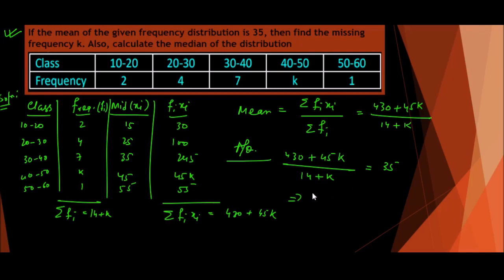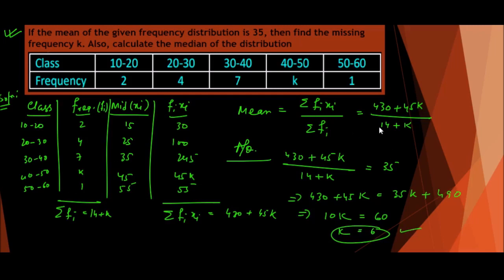Just check it: 430 plus 45k equals 35k plus 14 into 35. What is 14 into 35? Just calculate it. 14 into 35 is 490. So here comes 10k equals 60. So the k value they are asking for is 6.